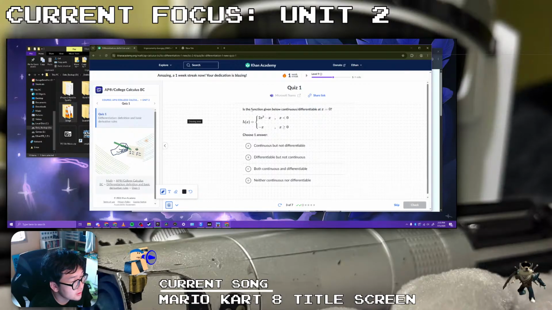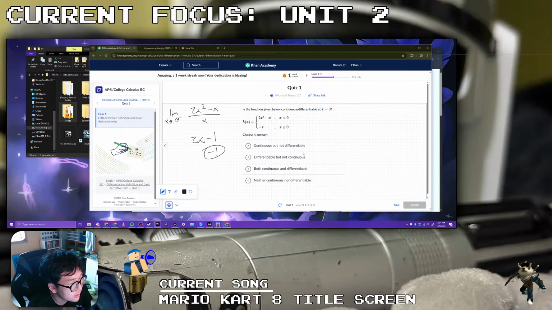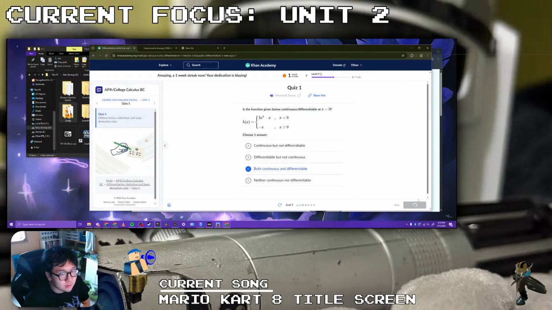So let's see here. Okay, first one is 0. Second one is 0. So now we'll just check the limits. The limit as x approaches 0 from the left is just 2x squared minus x over x, so this simplifies to 2x minus 1, so it's going to be negative 1. Now the limit as x approaches 0 from the right side is going to be negative x over x, which is just negative 1. So yeah, it's continuous and differentiable.